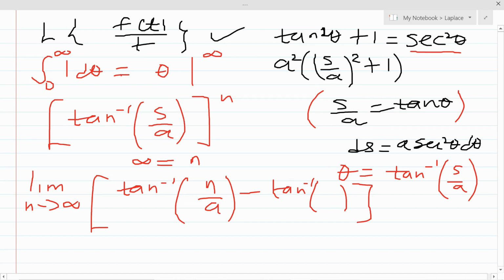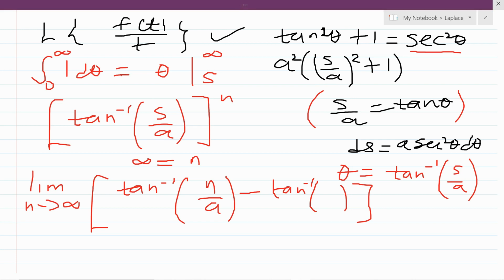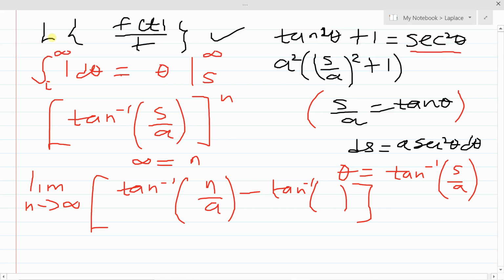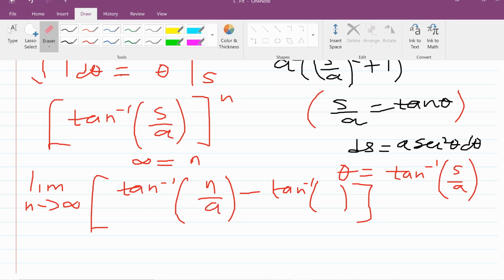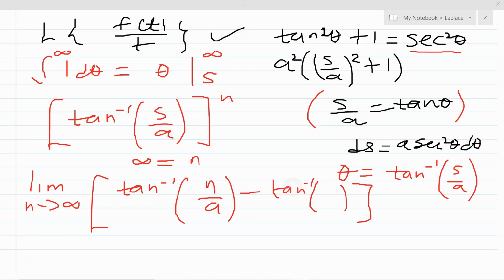Sorry. With the limit of integration, it is actually from s to infinity, not 0 to infinity. Kindly forgive me. So it's from s to infinity. So here will be tan inverse of n over a, then here will be s over a. Okay, so that is it. I'm really sorry, so it's from s to infinity.